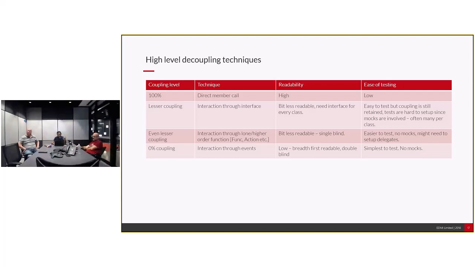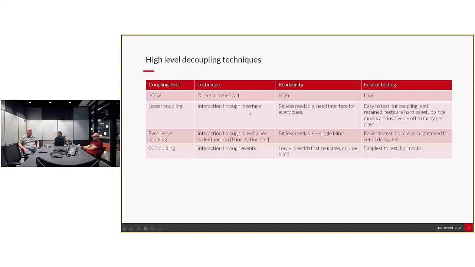So here are some high-level decoupling techniques. These are at a very high level, but again, you have to evolve your own. For example, the most common thing a person with minimal coding experience will do is a direct member call. You can read it, but you can't test it, because to test it you have to test everything that is called along the way.